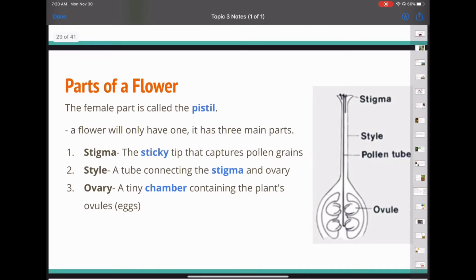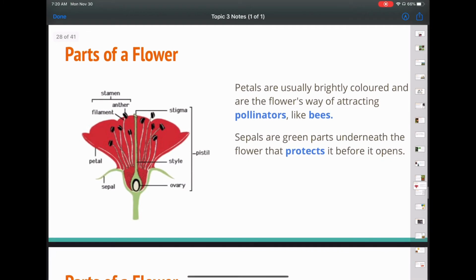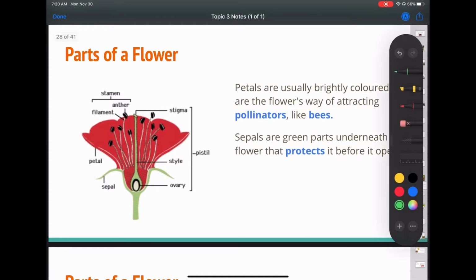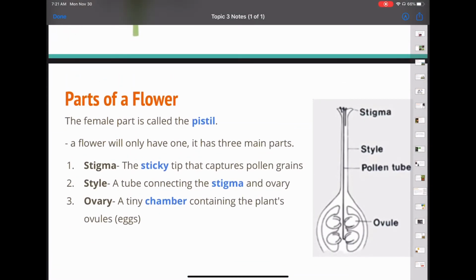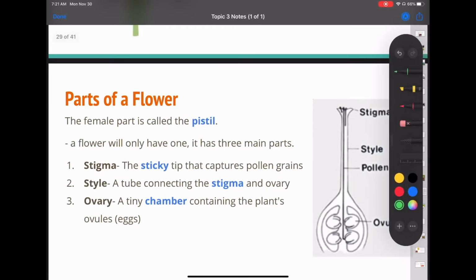So the female part of the flower is called the pistil. If I go back up here, you can see that the pistil has 3 parts to it: the stigma, the style, and the ovary. And that's that green portion that's running up the middle. So that is all of this. If we take a look, the stigma is the sticky tip that captures pollen grains. So again, this pollen could be coming floating through the air, being carried by the wind, or it could be something that's carried by a bee.